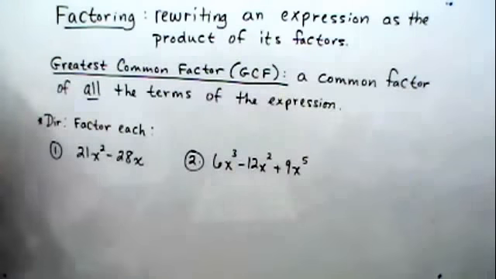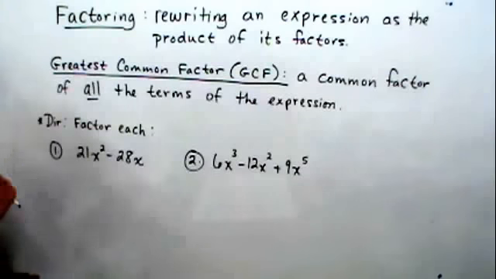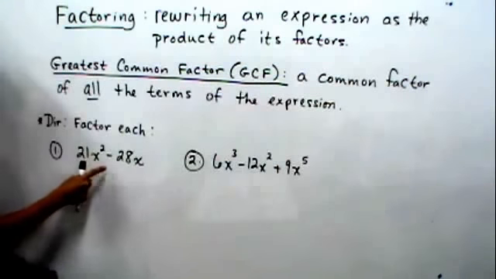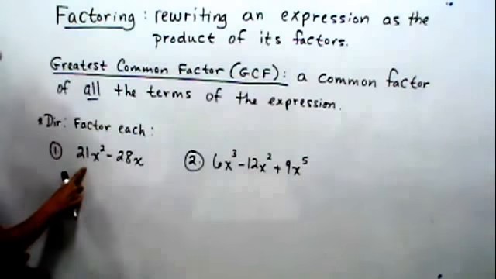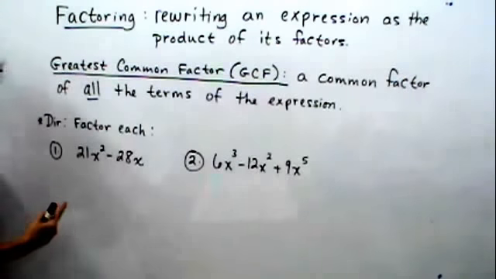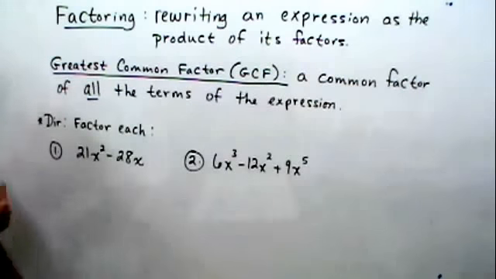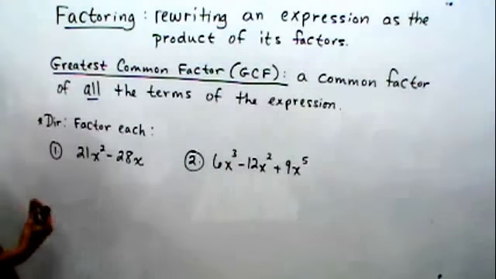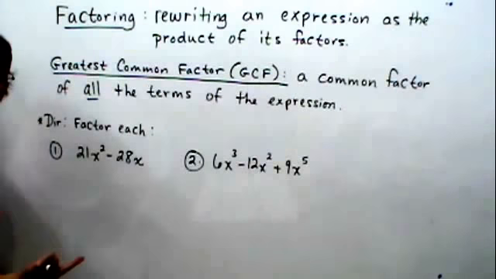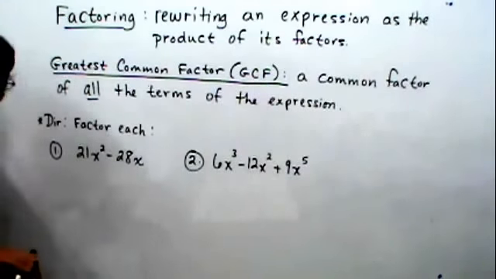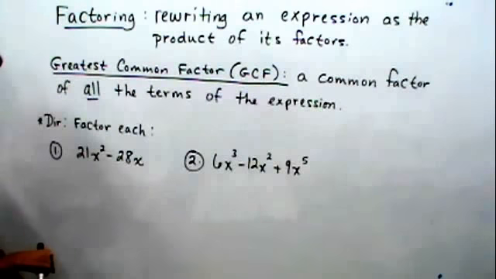Okay, so let's look at some directions here. We're going to just factor each. And so here's the first example I have: 21x squared minus 28x. Then you just ask yourself, what's the GCF? That's always the first step you want to ask. Is there a GCF? And so you look at the numbers, which are the coefficients, and then you look at the letters. And you want to make sure you get both of those factored out.